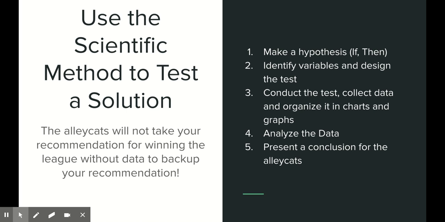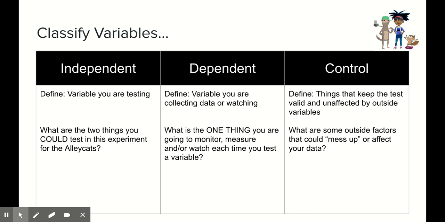You will first make a hypothesis. What do you think will be the best scenario for the Alleycats to win? You will identify all of the variables that are being tested. You will design the test, conduct the test and collect data, organize it into charts and graphs. And then for the hard part, you really need to look at as much data as you can and make an analysis and conclusion. You may be asked questions during the presentations and pressed on your findings to see if you really feel as though your findings are valid and good enough for the Alleycats to take your solution.